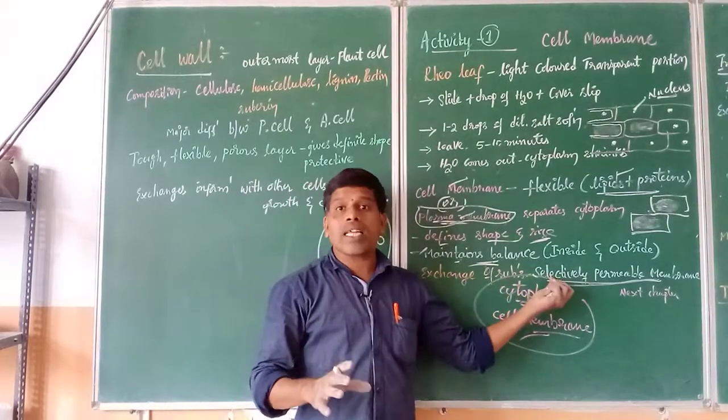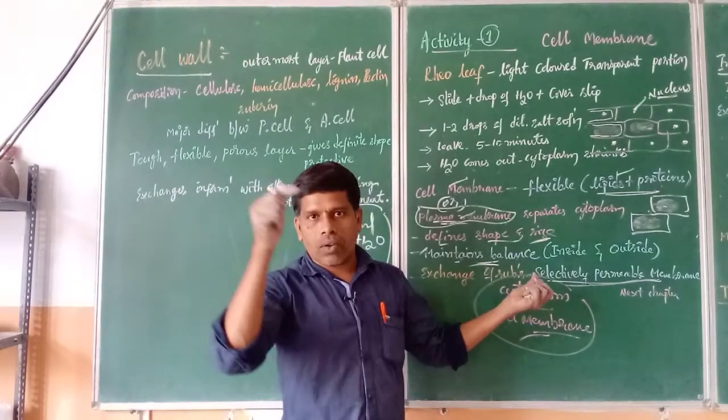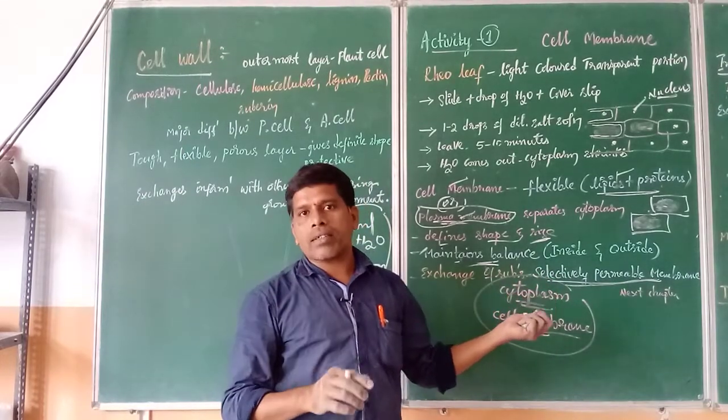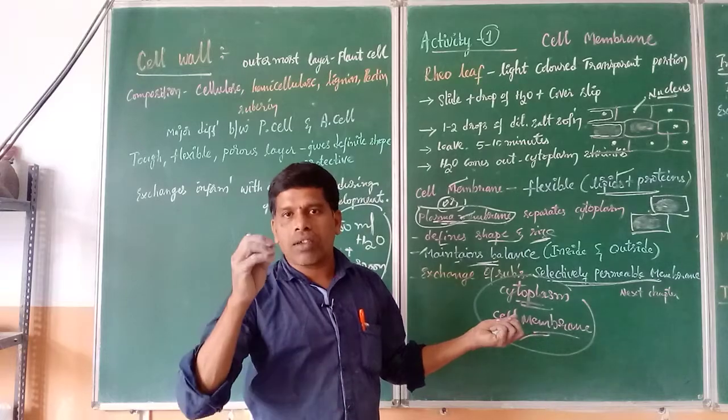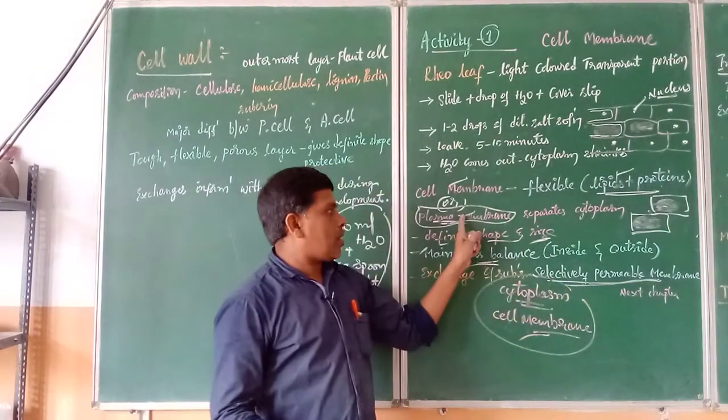So it helps selectively. It will select and allow. Which is important is only allowed to come inside the cell, and which is not important or which is a waste material, it will be thrown outside. So that is why the cell membrane is called plasma membrane.